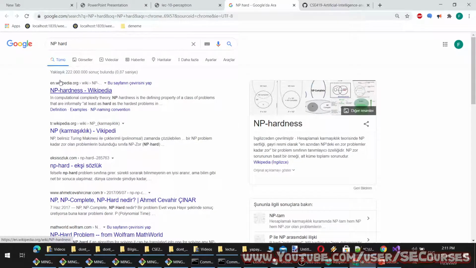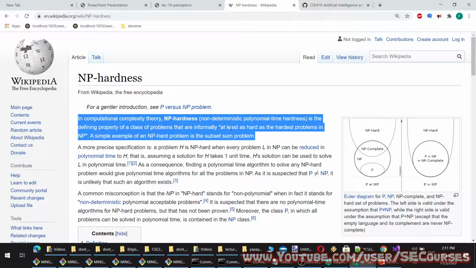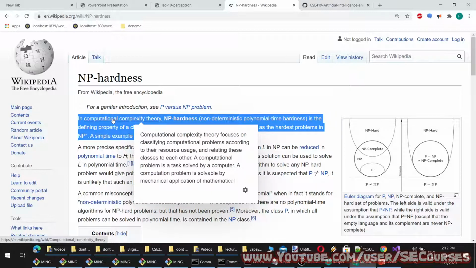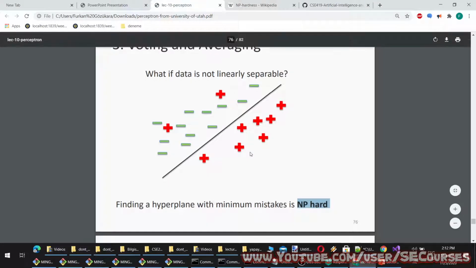NP-hard, I think, means non-deterministic polynomial hardness. In computational complexity theory, NP-hardness is the defining property of a class of problems that are informally at least as hard as the hardest problems in NP. A simple example of an NP-hard problem is the subset sum problem. Okay, this is more about computational complexity theory, so I'm going to pass on it.